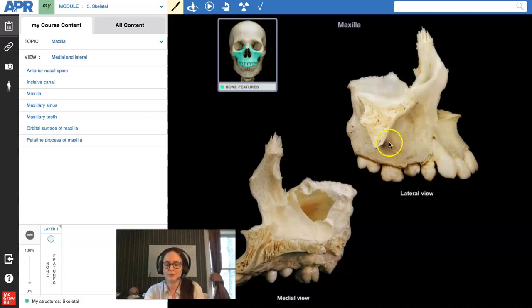This is a lateral view. So you'd have your zygomatic bone here, your frontal bone here. So this is the view from the side, is what you're looking at. Okay, that is the maxilla.